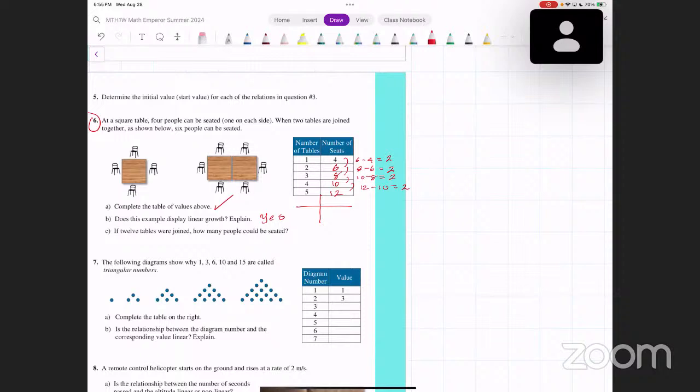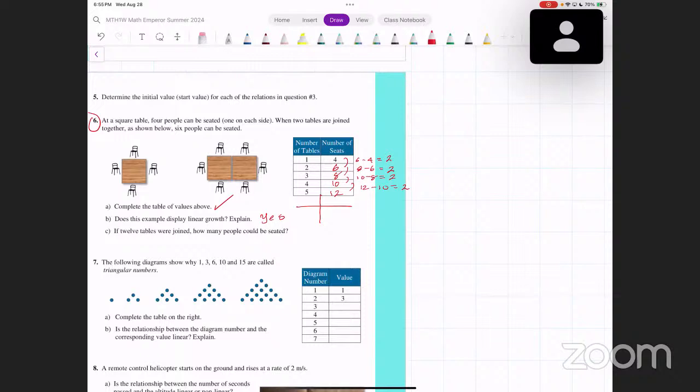I did x as like the number of tables, and then like 2 plus 2. Okay. Let's go back to my online folks.